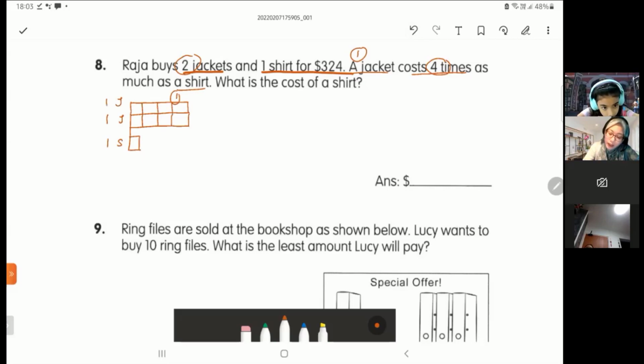And then I bought one shirt, and a total of $324, right? So I want to know the cost of one shirt. How many units or how many boxes is this? This is one unit only. To find one or each, it is always divide. So what is it that we're going to divide? Let's look.